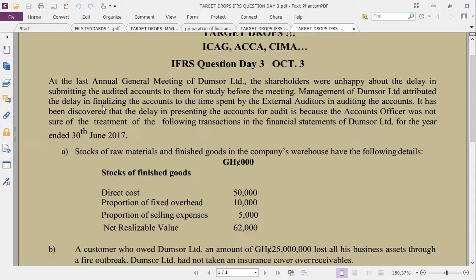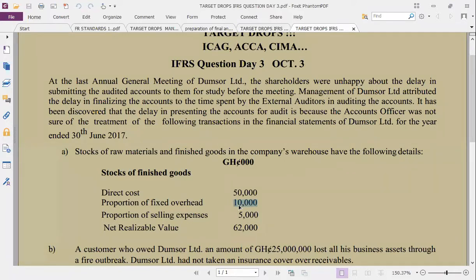The direct cost is 50,000. Proportion of fixed overhead is what? 10,000. And then proportion of selling expenses, 5,000. But what about the fixed overheads? In fact, fixed production overheads, but the production is not counted. Good. So here the direct cost will be part, 50. Fixed production overheads will also be part, making 60. That's all. Then you compare it to what? That of the NRV of 62,000.